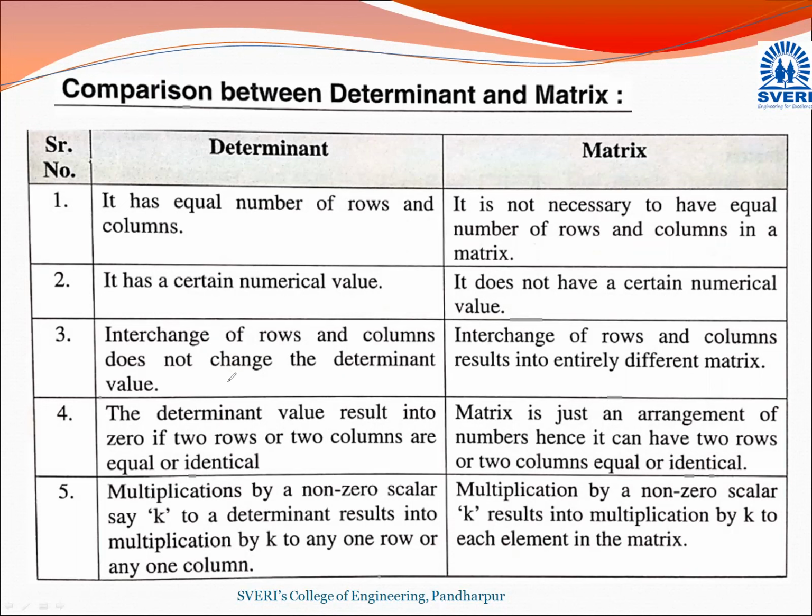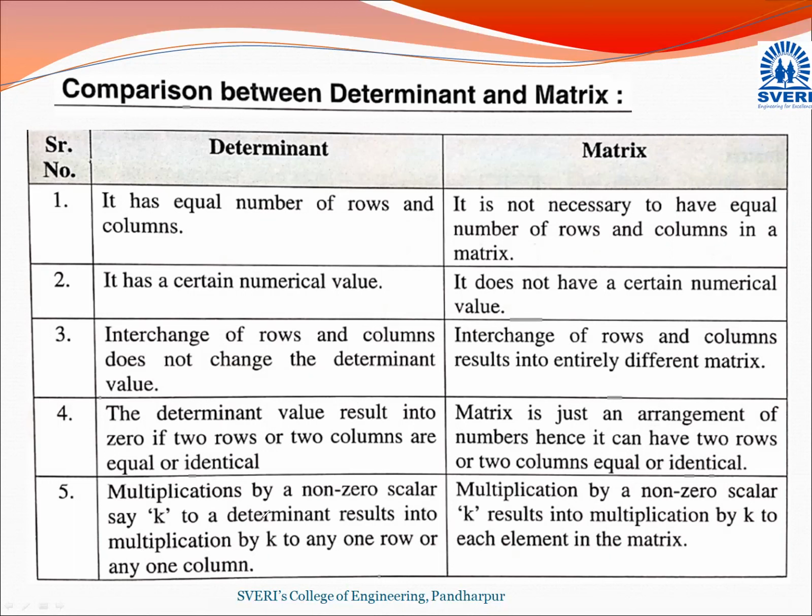Next, interchange of rows and columns does not change the value of the determinant. Then interchange of rows and columns results in an entirely different matrix. While we are interchanging the matrix elements, we get a different matrix. Next, the fourth point, the determinant value is 0 if two rows or two columns are equal or identical. Then a matrix is just an arrangement of numbers, hence it can have two rows or two columns equal or identical.